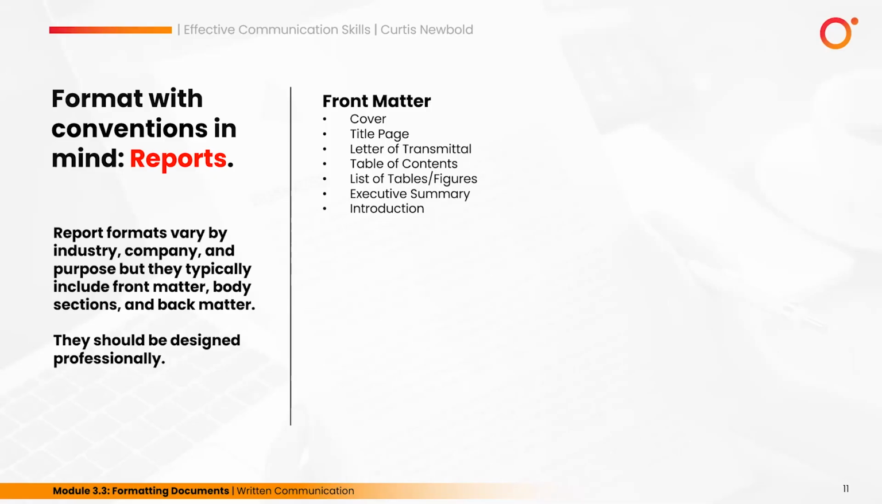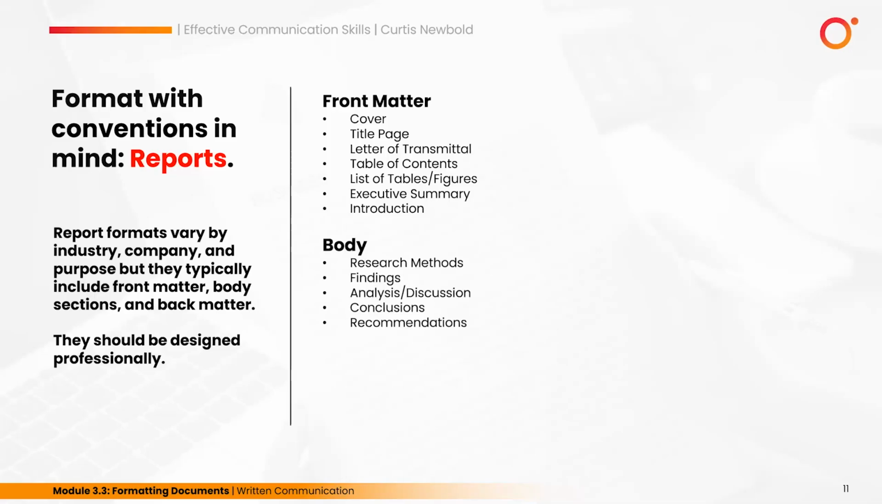You'll typically have a cover, title page, letter of transmittal, table of contents, list of tables and figures, executive summary, and an introduction. That's all what we call front matter that shows up at the very beginning of a document. And they typically go in that order, that very order right there. Next, you're going to have the body.